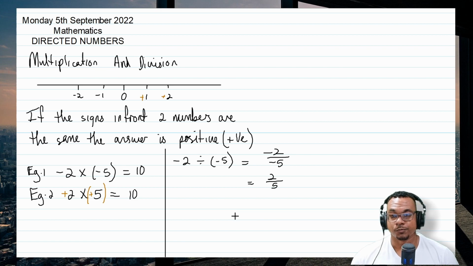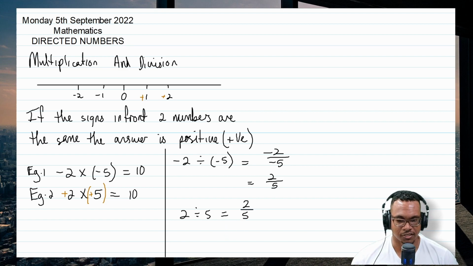Okay. So again, that's the example. And if we had the same thing, 2 divided by 5, well, that's just +2/5. All right. We could break that down as a decimal if you want to. All right. Demonstrate on the calculator.